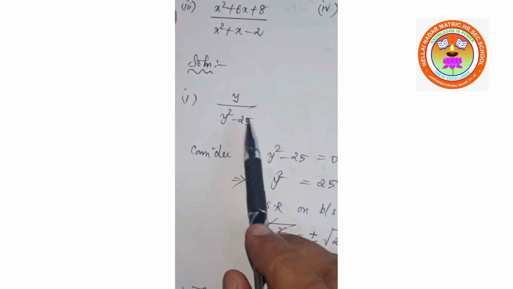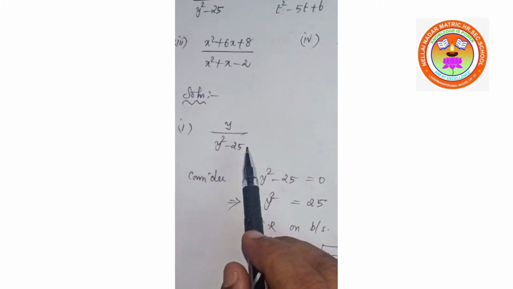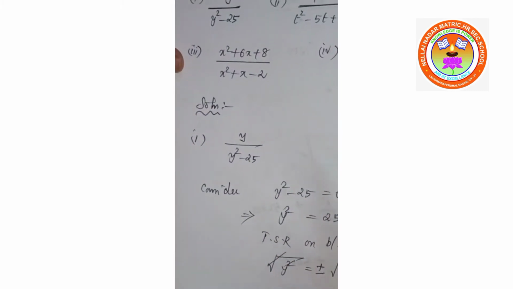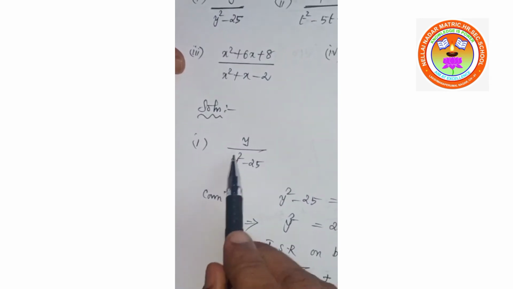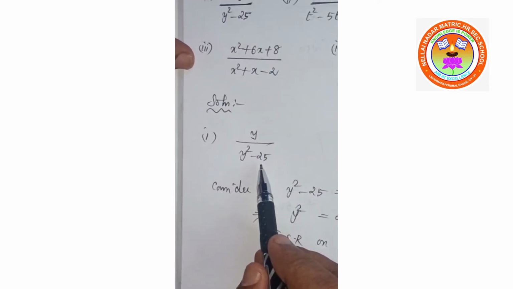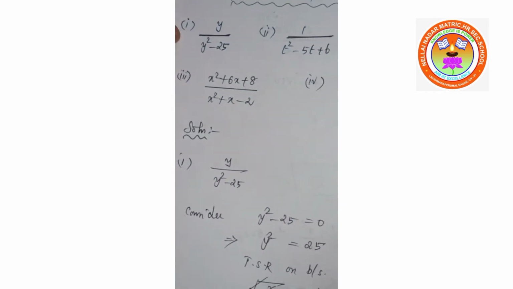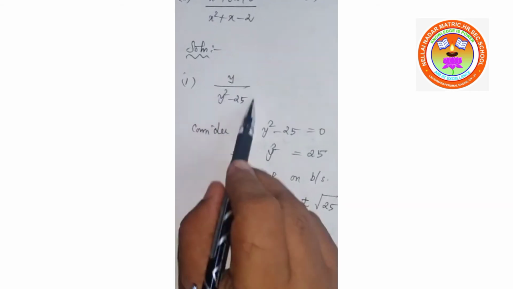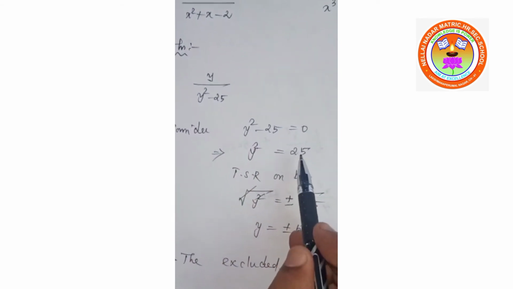How to find the excluded values? The given expression has to be undefined. For that, the denominator has to be 0. If the denominator is 0, anything by 0 equals infinity. So you have to consider the denominator as 0. What's the denominator? Y squared minus 25 equals 0. Minus 25 goes to the right side as plus 25.